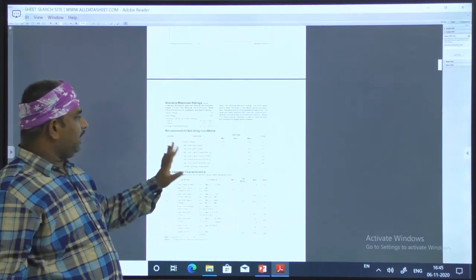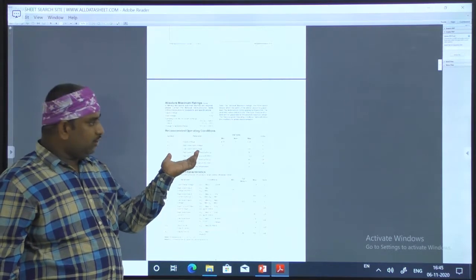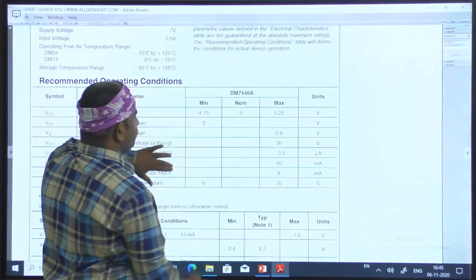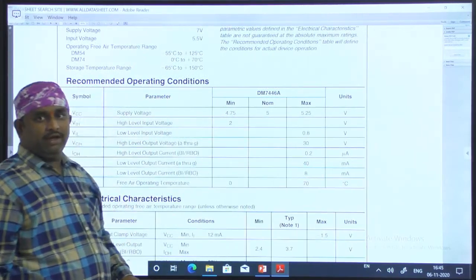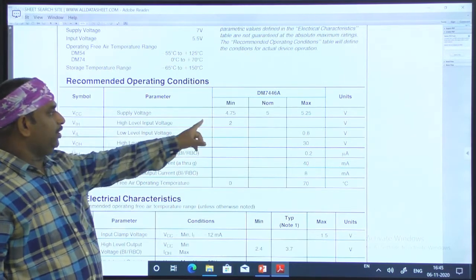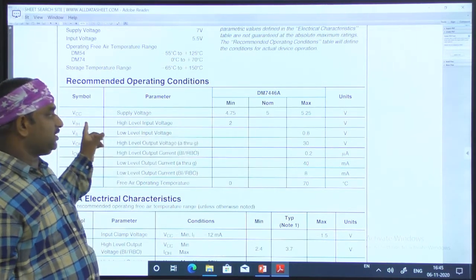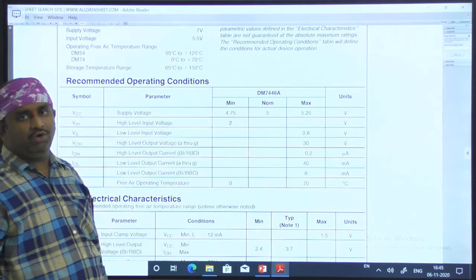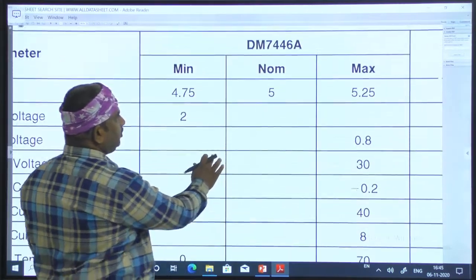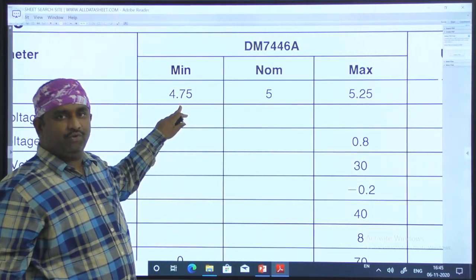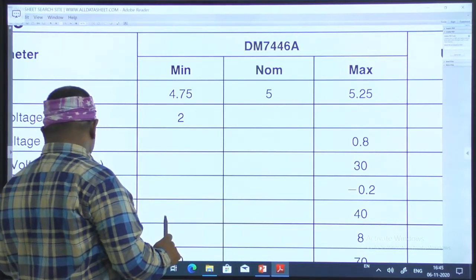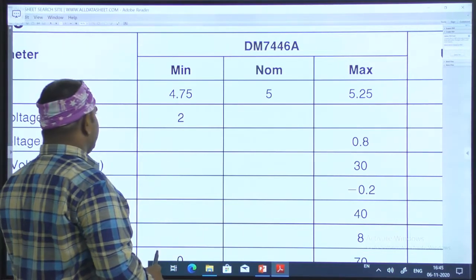So this is about the IC operating conditions. At what temperature does this IC work? See here, the supply voltage you can give is 4.75 volts, that is the minimum, and the maximum voltage you can give is 5.25 volts. So 4.75 volts and 5.25 volts, these are the minimum and maximum operating values.